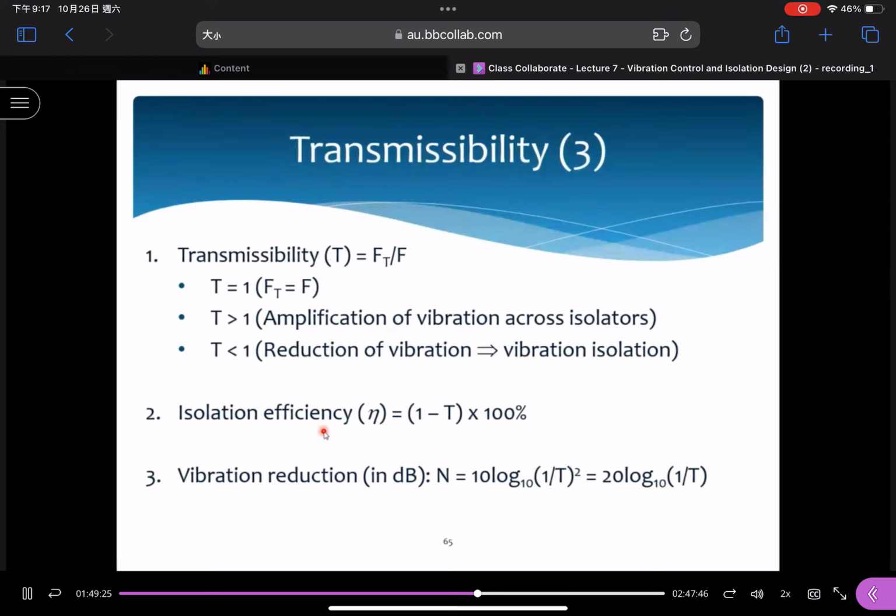Okay, in terms of the isolation efficiency, we can write it into this form. T here is the transmissibility. It means that the higher the transmissibility, the lower the isolation efficiency. And the lower the transmissibility, the higher the isolation efficiency. And for the vibration reduction, we can make use of these equations to express the results. Remember that when we apply the log function here, the unit is still in terms of dB, okay? Although we are talking about the vibration reduction here, because we apply the logarithm function, that's why the unit is still in terms of dB. Any problem?